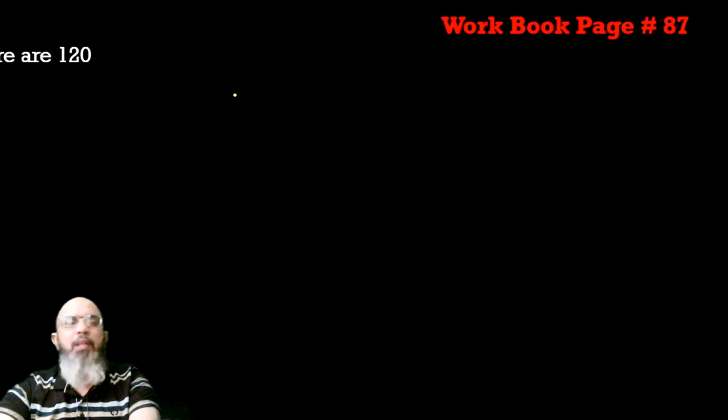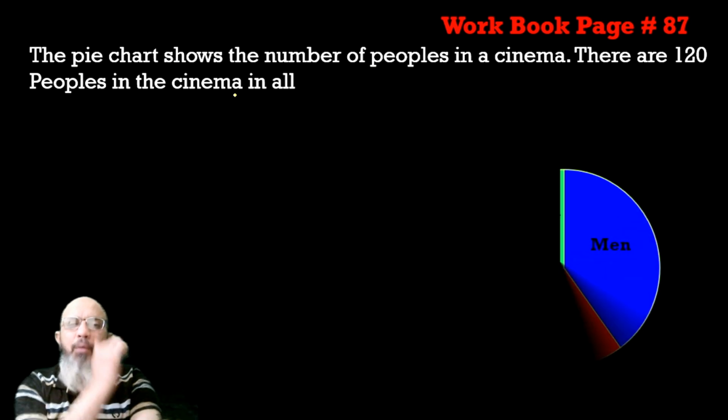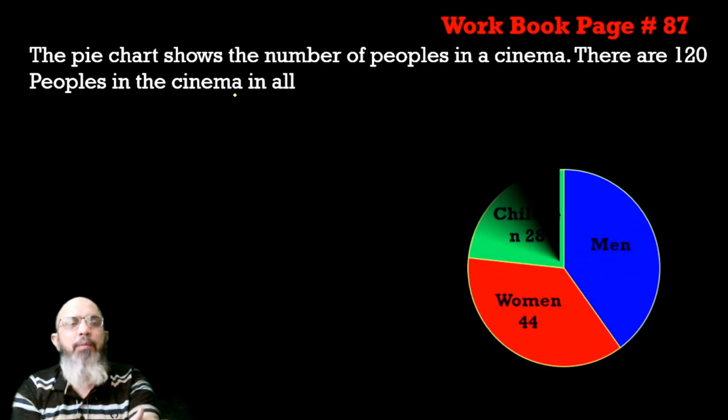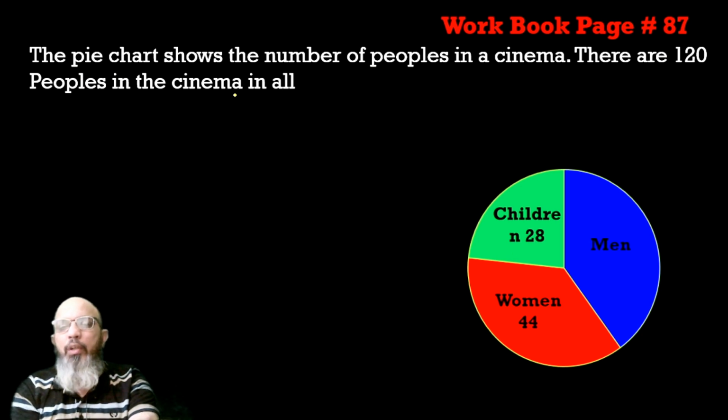So what comes next? That is again from your workbook, page number 87. The pie chart shows the number of people in a cinema. There are 120 people in the cinema hall in all. There are children, that is 28, and women, that is 44. So how many men are there? Simply we will subtract the children and women from 120, and we will get our men.